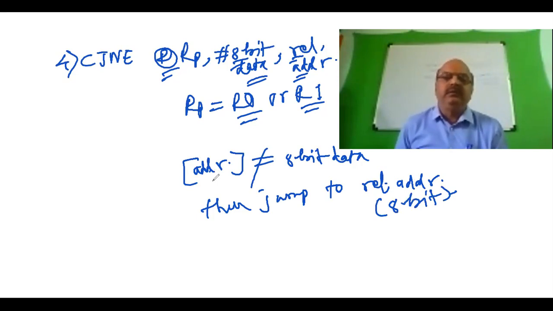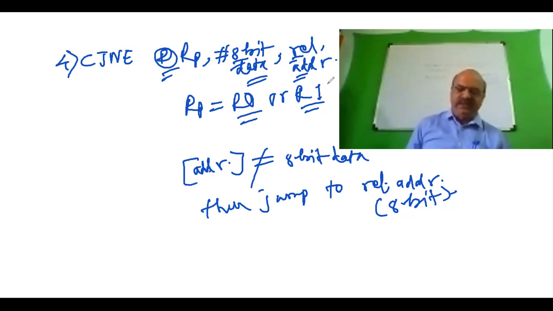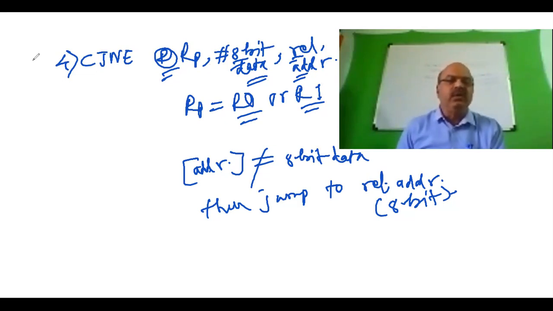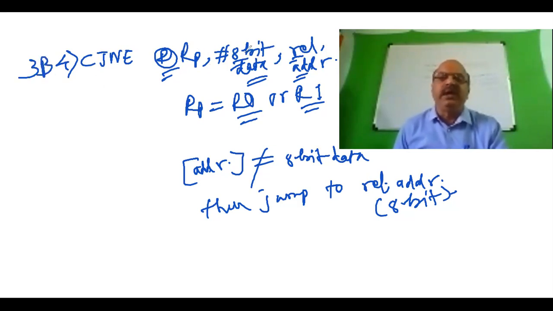Correct? So we are providing the data in the address itself. But instead of giving actual address, what we are doing? We are hiding that address in the R0 or R1 because we want to use indirect addressing method. So address is not given in the instruction. Address is hidden in R0 or R1. So in this way, all these are CJNE instructions. This is also a 3-byte instruction, no doubt. One byte for the code, CJNE. Second byte for the 8-bit data. Third byte for the relative address. Correct. So all these are the different variations of the CJNE instruction.